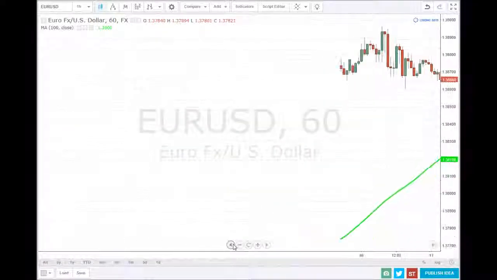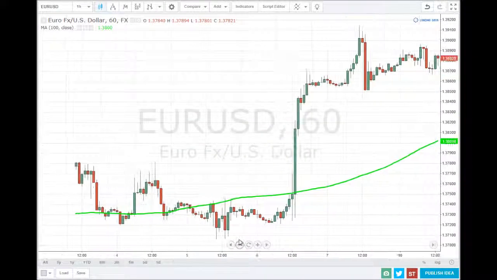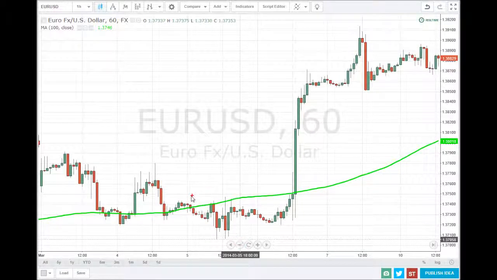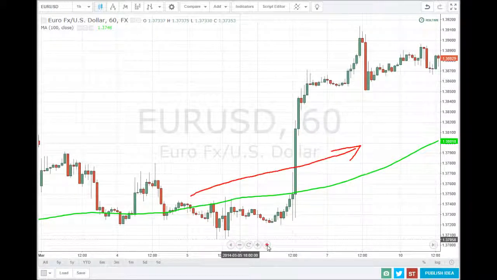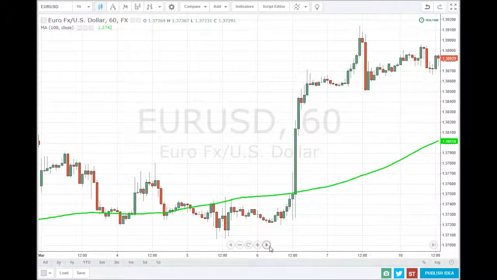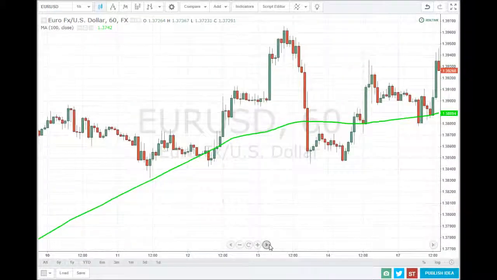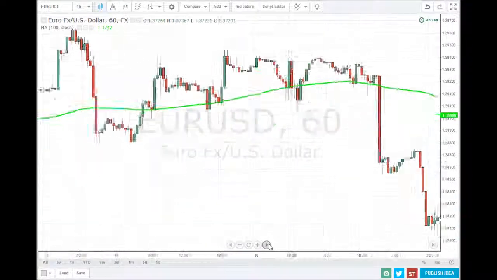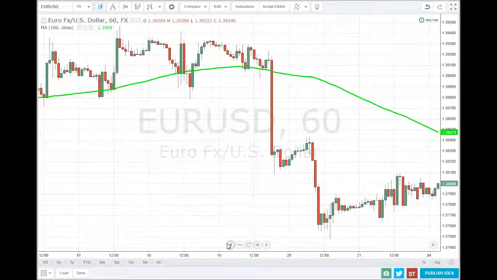If we go back on this chart, you'll notice that the moving average is in an upwards direction, and so is price. It's moving upwards, it's uptrending.